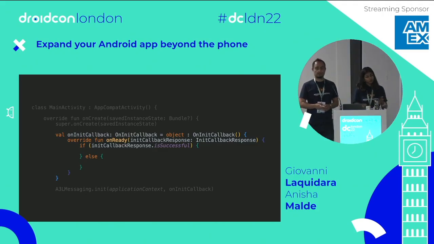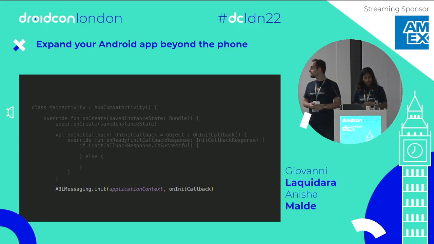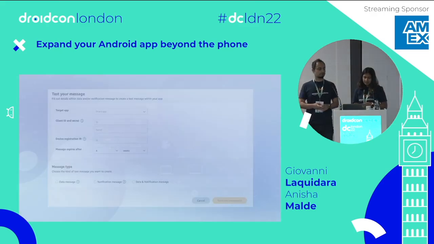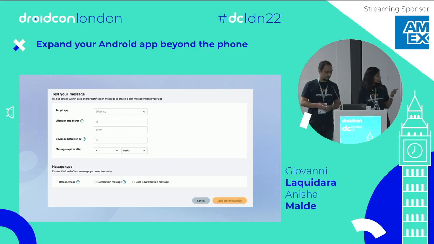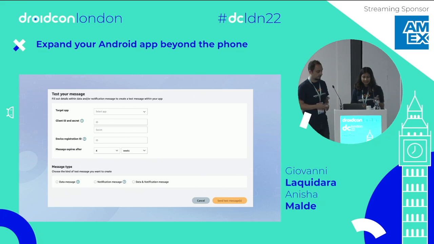Once you've got that device ID, again, we've got you covered when it comes to testing. You can test those push notifications using the testing tools available on the developer console. As you can see here, you can fill out all the fields that you need, and put in the device ID and the important bits of the message that you want to test.